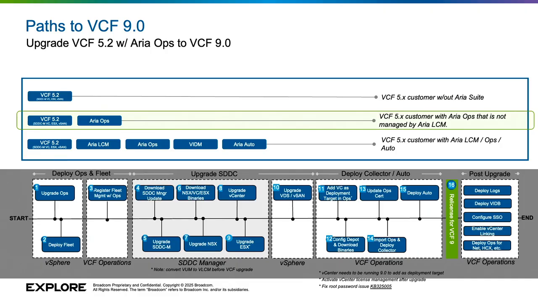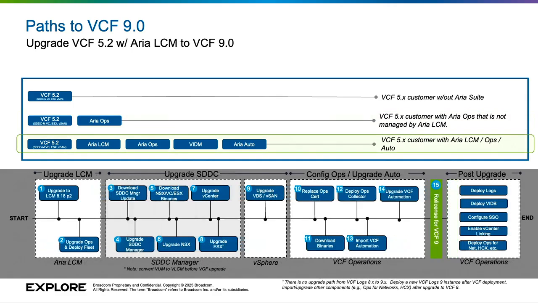In the second scenario, just as we've seen before, if you have ops, you'll need to start by upgrading ops to 9. Okay, then once it's upgraded to 9, we'll manually deploy fleet. Okay, and then the upgrade path kind of goes forward. And then the third scenario is similar to what we just saw, where you have the ARIA suite. So we'll start by applying that patch and going forward.